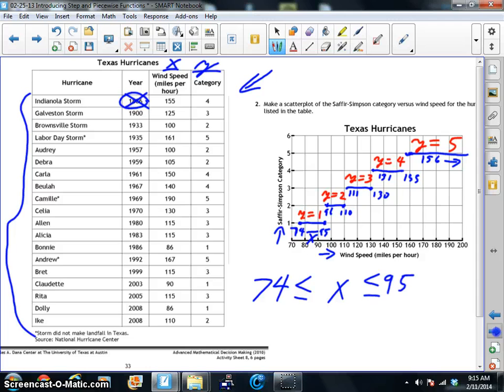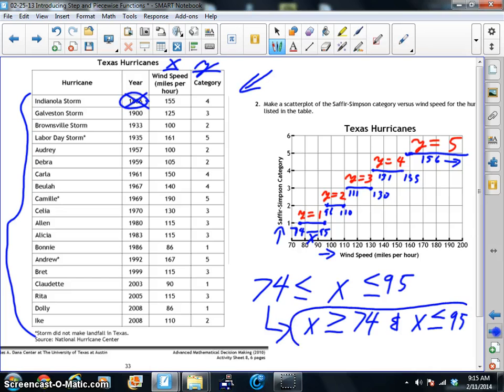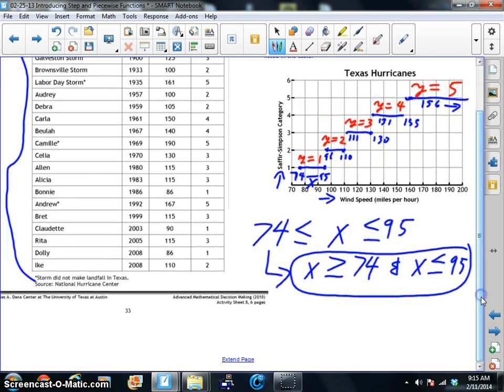This also translates into an inequality that's just about the same as x greater than or equal to 74 and, let me see, x less than or equal to 95. And that's our inequality for this. And we can do this with all of these particular inequalities. So y equal to 1 as long as x is greater than 74 and x is less than 95. But when we switch, like for instance when we go to the next one, y equal to 2, well that's only equal to 2 when x is in between 96 and 110. So x greater than or equal to 96 and x less than or equal to 110.